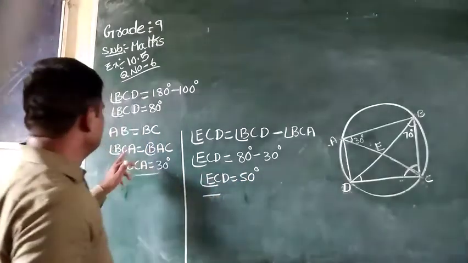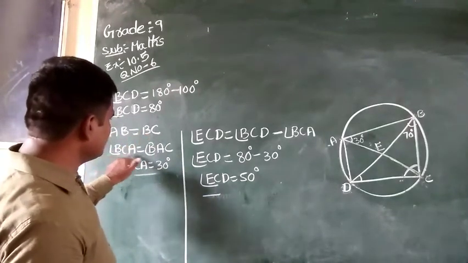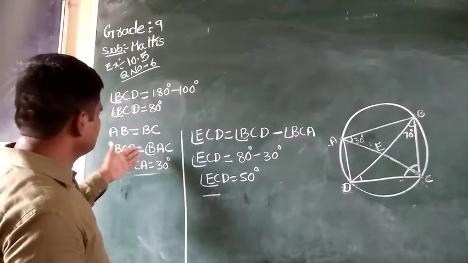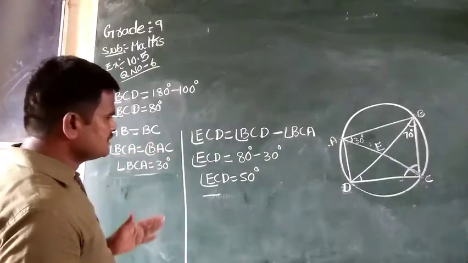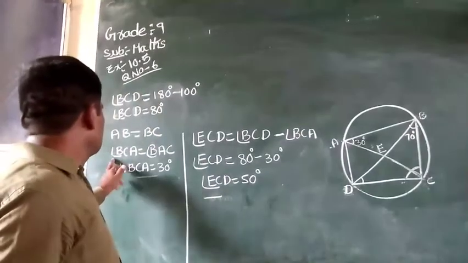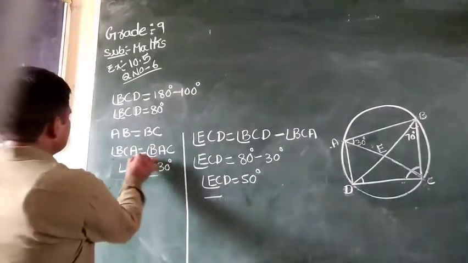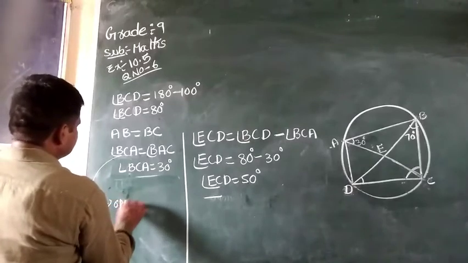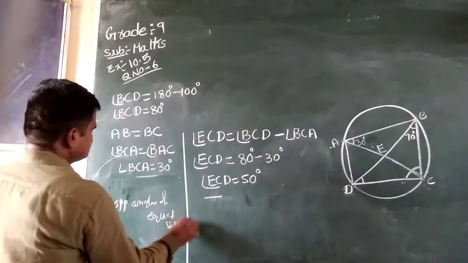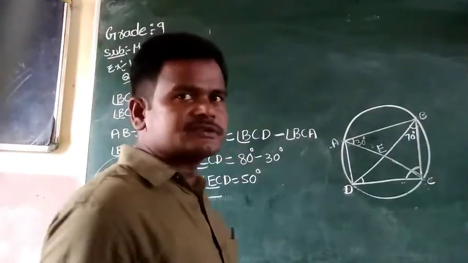Here you have to write that both of these sides are equal. So angle BCA equals angle BAC, because opposite angles to equal sides are equal. Otherwise you can write: opposite angles of equal sides. So ECD equals 50 degrees. This is the solution of question number 6.